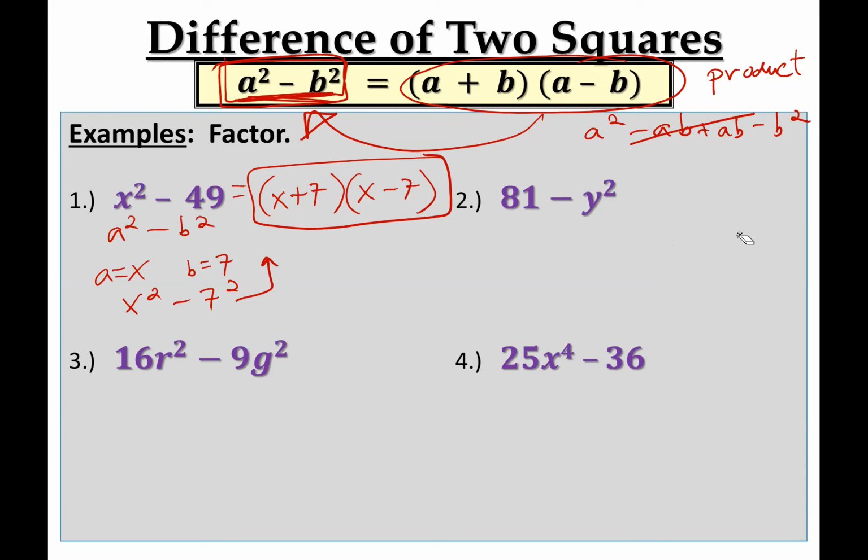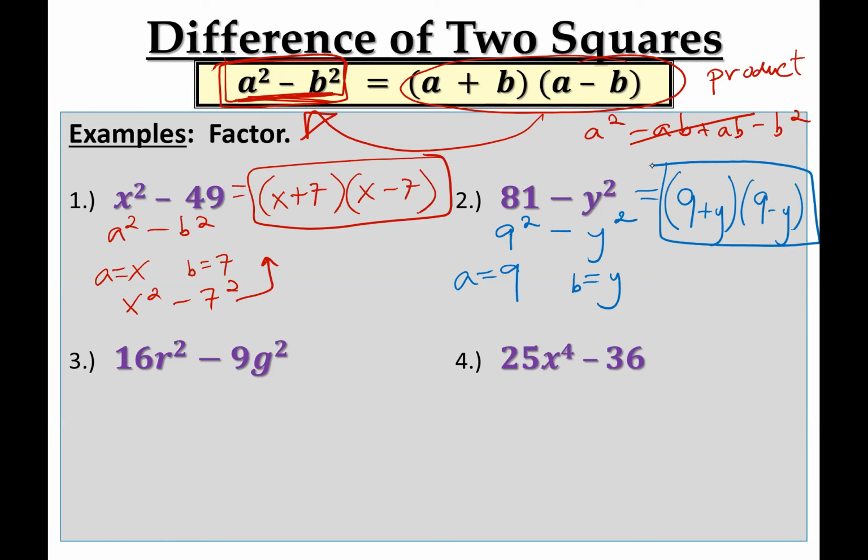Recognize that it is a difference of squares. 81 is equal to 9 squared. So we really think of it as 9 squared minus y squared. So it's kind of like a is 9 and b is y. So if I use my formula, a plus b times a minus b, I would just write 9 plus y times 9 minus y.